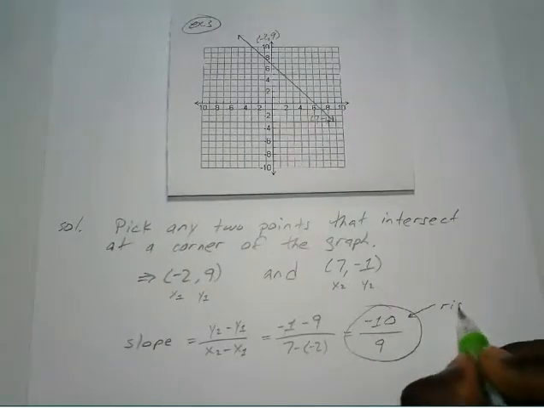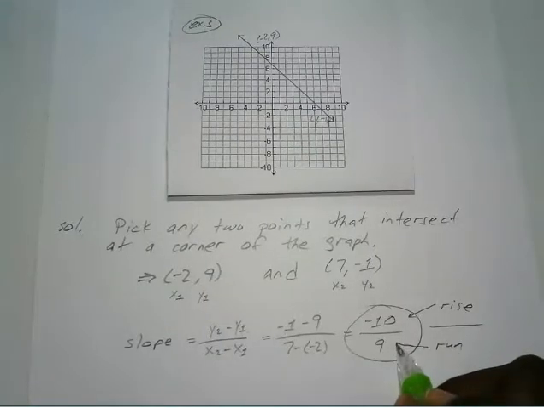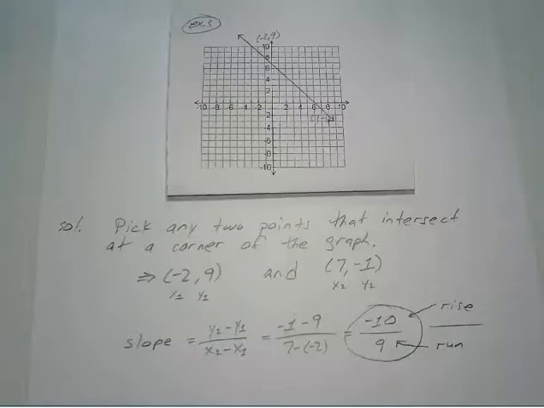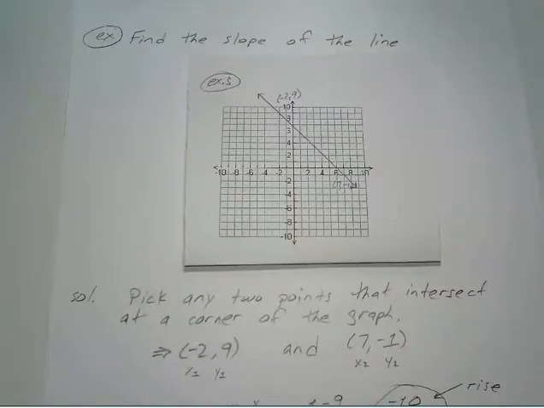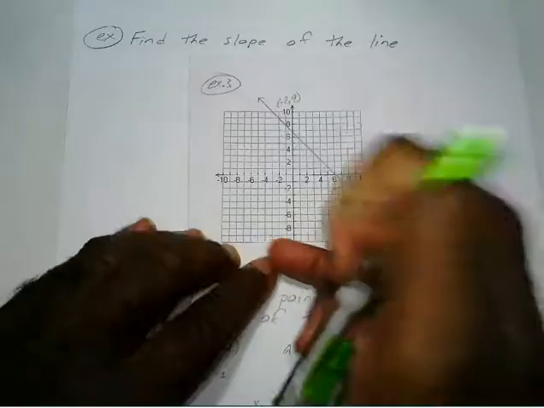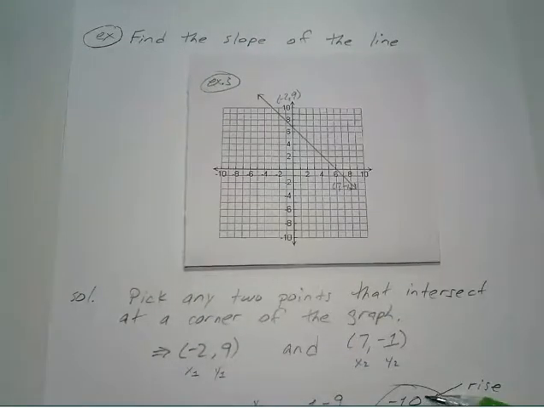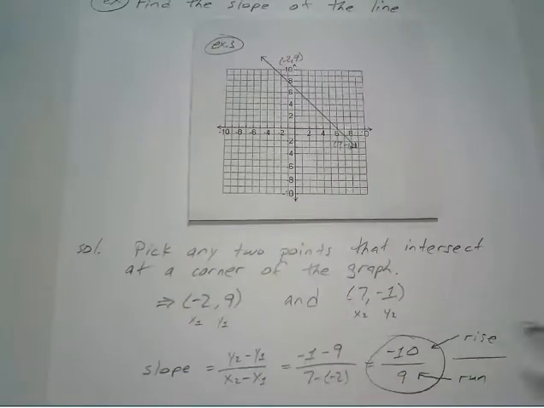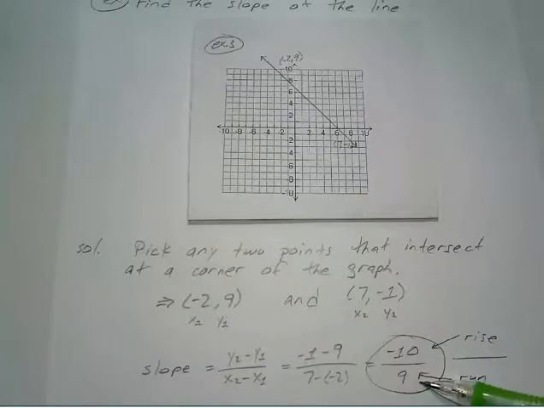Remember, that's our rise over run. And I'm going to explain what rise over run means. Okay, so if we go right back up to our graph, your rise can be positive or negative. That just means you go up or down. Okay. Your run is always going to be positive because you're always going to go to the right.